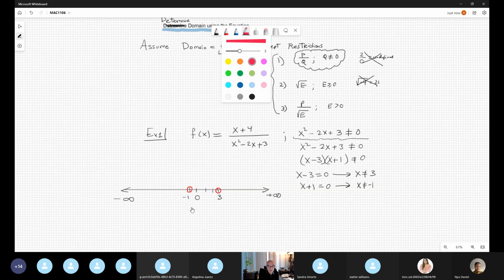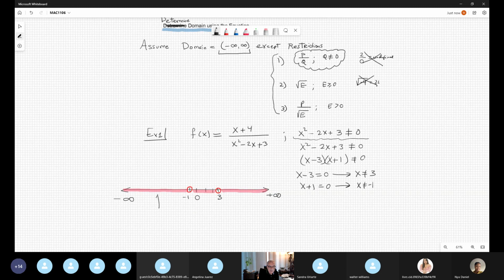Now, my domain, let me use the same color, is the rest of the numbers that have no problems. This interval, this interval, and this interval. And this interval is this piece: from negative infinity, comma, negative 1, of course not including negative 1, because at negative 1 it is undefined. The second piece is from negative 1, comma 3, not including both endpoints, and the last piece is 3, comma infinity. And you connect these intervals using union and union. And this is my domain.